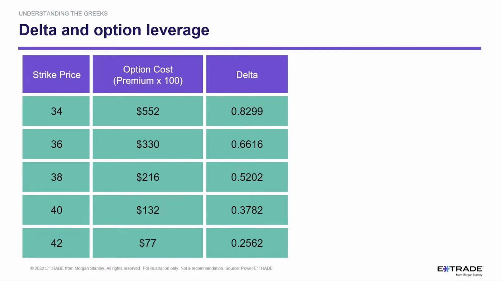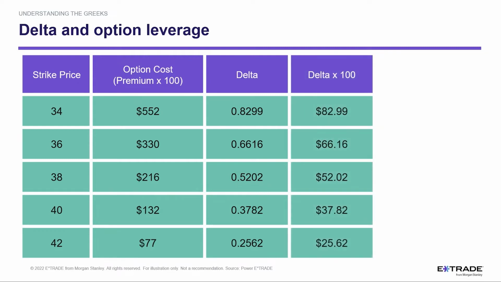The second way to use delta is to see the leverage that it offers us. So we've already established that delta tells us how much an option is expected to move if the stock moves $1. But let's look at it a little bit of a different way. So here we've got our same options ranging from the 34 strike to the 42 strike with the respective deltas there. And I'm putting my option prices here not in the way the premium would be quoted, but multiplying it times the 100 in the contract to just put it into total dollar terms. That's, you would pay $552 to buy that 34 strike.